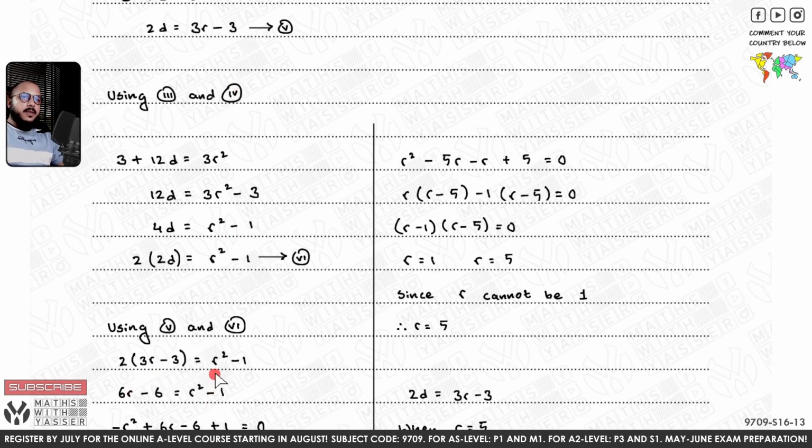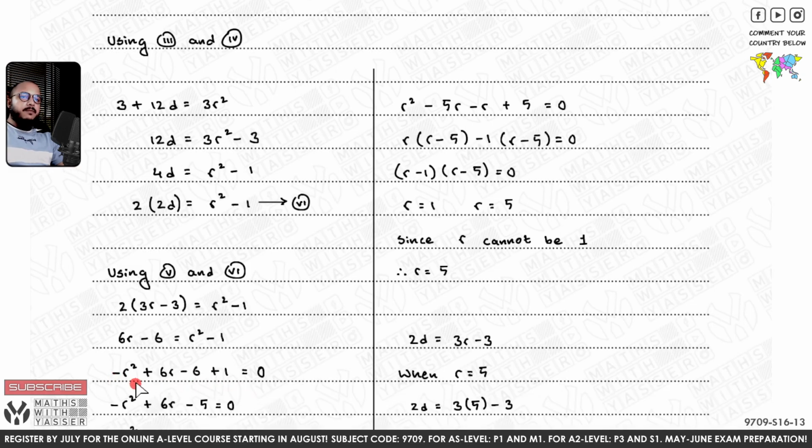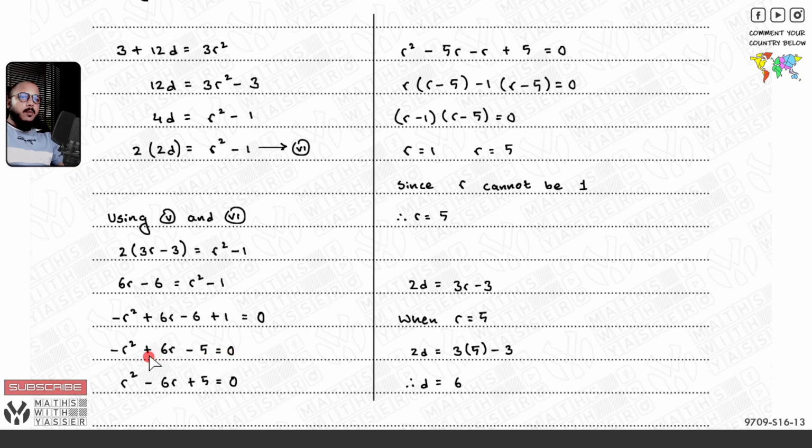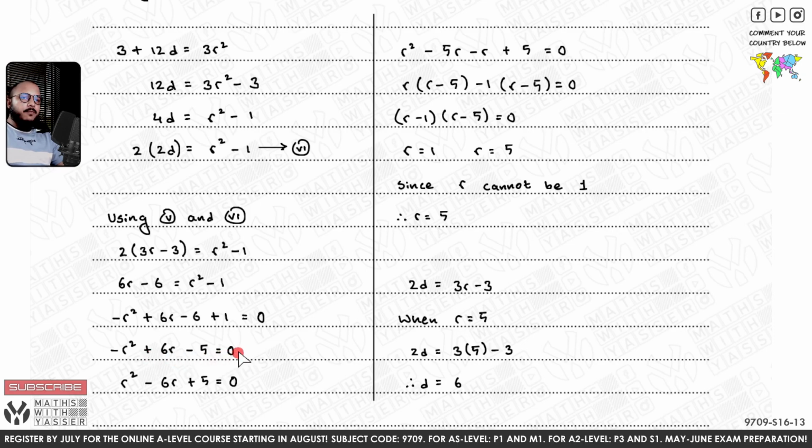So 2 times 3r minus 3 equals r squared minus 1. So 6r minus 6 equals r squared minus 1. So negative r squared plus 6r minus 6 plus 1 equals 0. So negative r squared plus 6r minus 5 equals 0. Now multiplying both sides by negative 1, we get r squared minus 6r plus 5 equals 0.